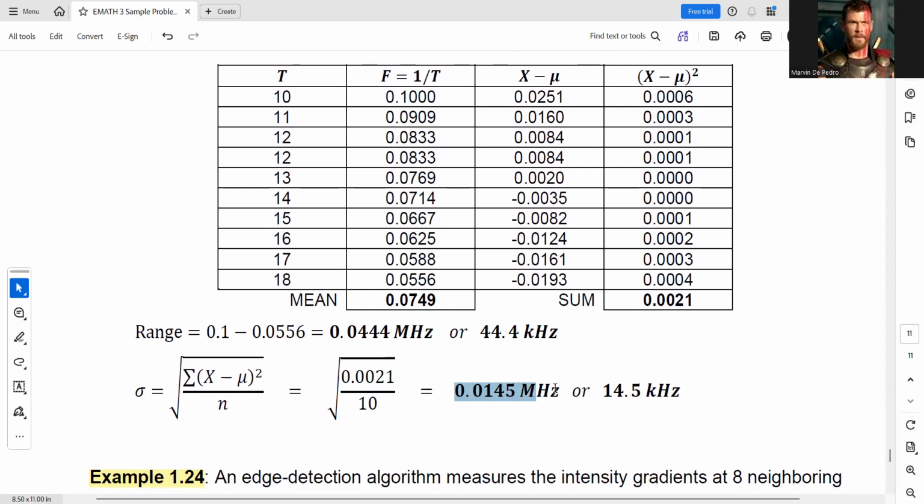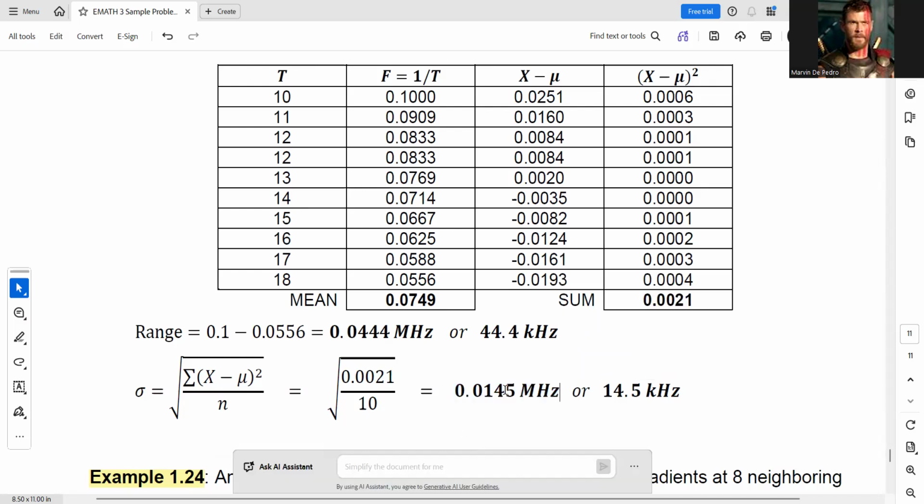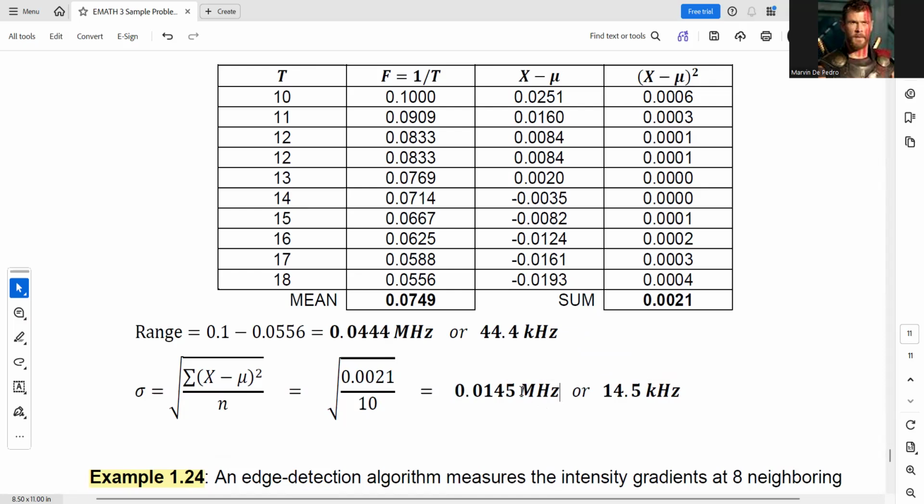We have these values: 0.0145 megahertz or 14.5 kilohertz. So remember micro, when you take the reciprocal of the prefix micro, which is times 10 raised to negative 6, the equivalent will be times 10 raised to positive 6, which corresponds to the prefix mega. So if you convert this into kilohertz, just move three decimal places to the right. So 1, 2, 3. So our final answer is 14.5 kilohertz.